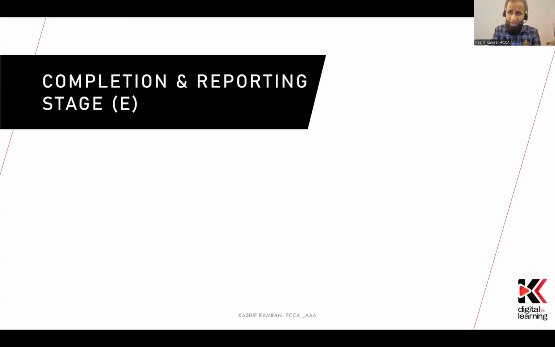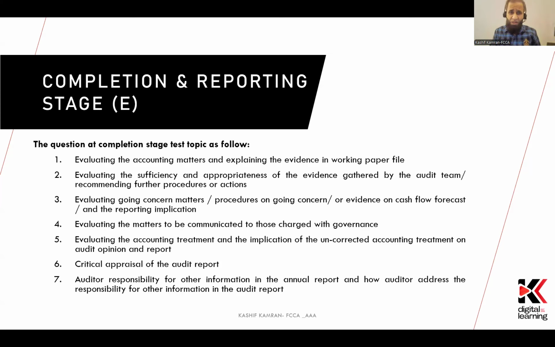Moreover, if you look at the completion and reporting stage, which is syllabus area E, what sort of topics are included, which you will be learning in my block 3? The question at completion stage tests topics as follows. Number 1, evaluating the accounting matters and explaining the evidence in the working paper file. So you need to have a good accounting knowledge. Number 2, evaluating the sufficiency and appropriateness of the evidence gathered by the audit team, recommending further procedures and actions.